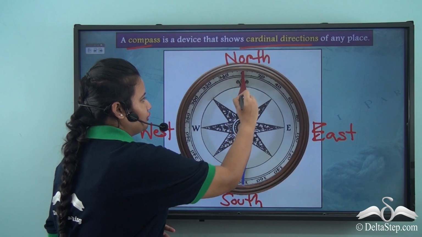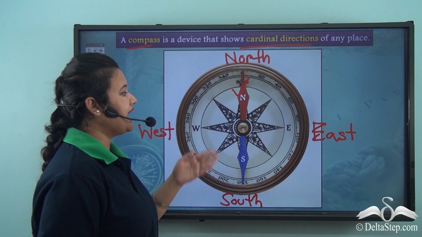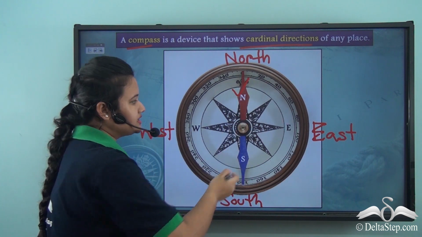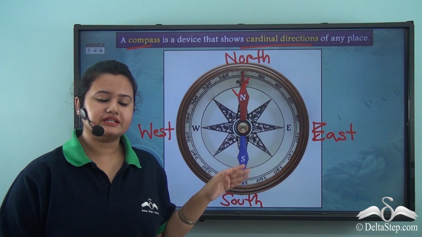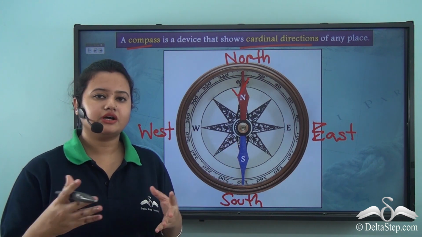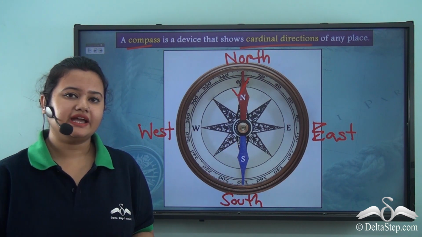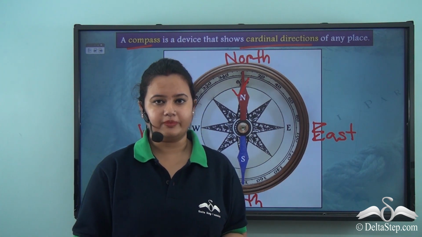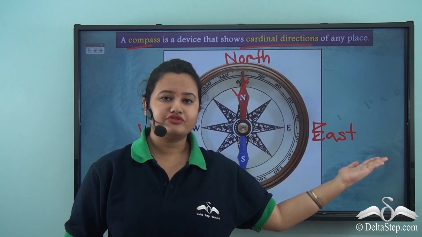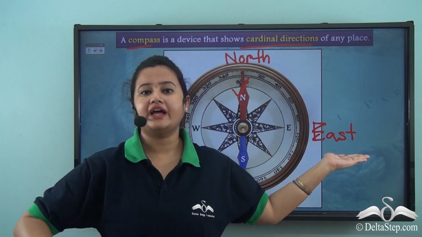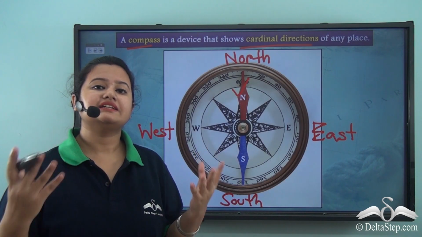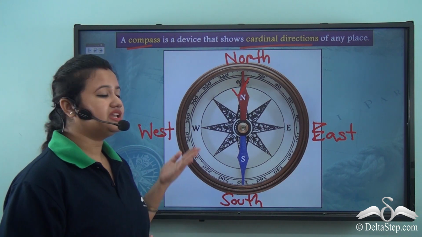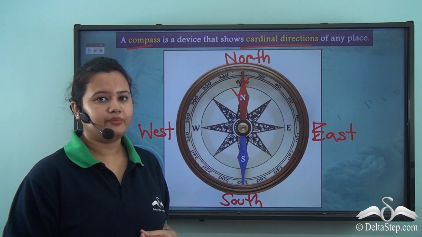Now the needle of a compass is magnetic and it always rests in north-south direction, as we can see here. Now as this magnetic needle always rests in north-south direction, so you can easily get the north and south of a place, and to the left of north you will have east, and to the right you will have west. So this is how you can find the direction of any place using this device, that is compass.